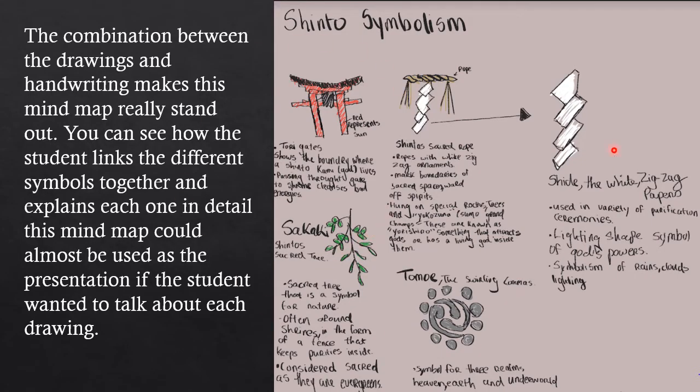In this mind map, we get to take a quick look at Shinto symbolism. This is actually quite interesting because I didn't know anything about Shinto symbolism. I knew a small bit about the religion and the culture, but not the symbolism. So it's quite interesting to take a quick look through the breakdown of each symbol. This goes into really good detail, and I love how the student combined the imagery with the font and the typography and the writing up about the different symbols.